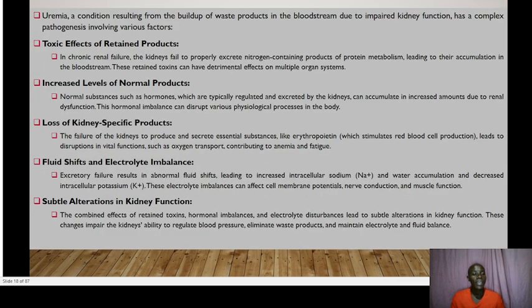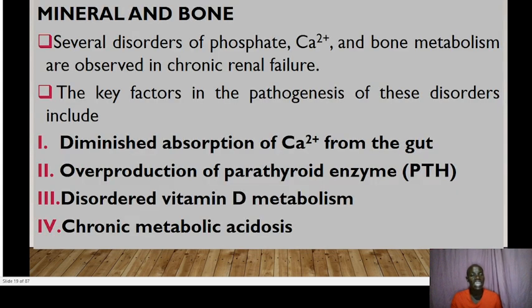From there we have uremia, a condition resulting from build-up of waste products in the bloodstream due to impaired kidney function, and it has a complex pathogenesis. We could have toxic effects of the retained products, leading to increased levels of normal products, loss of kidney-specific functions, fluid shifts and electrolyte imbalance. We also have alterations in kidney functions, and that can result in uremia.